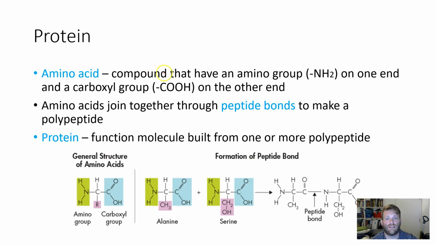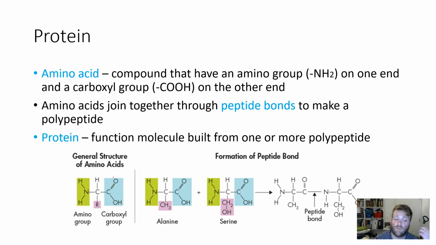So again, an amino acid is a compound that contains usually an amino group, which is a nitrogen with 2 hydrogens, that bonds to some kind of carbon. And then on the other side of that, you have a carboxyl group. So you have an amino group and a carboxyl group. So the carboxyl group is a carbon with a double bond oxygen and a hydroxide group, which is what ends up reacting when we form peptide bonds.